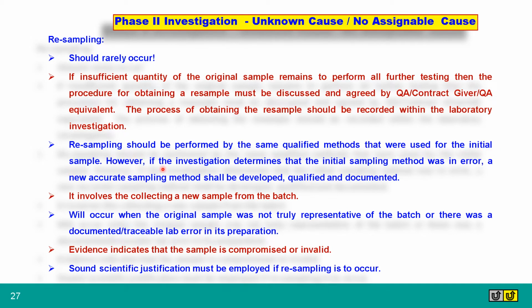However, if the investigation determines that the initial sampling method was in error, a new accurate sampling method shall be developed, qualified and documented. It involves collecting a new sample from the batch. This will occur when the original sample was not truly representative of the batch, or there was a documented / traceable lab error in its preparation. Evidence indicates that the sample is compromised or invalid. Sound scientific justification must be employed if resampling is to occur.